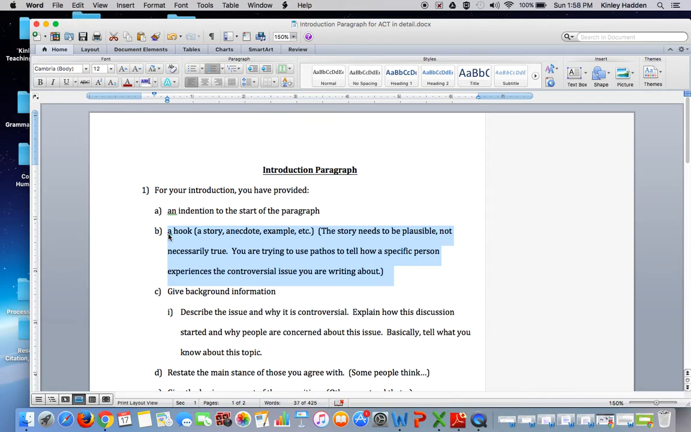So it cannot be fantastical or an imaginary world that isn't something that could possibly happen. You are trying to use pathos, that is an emotional appeal, to tell how a specific person experiences the controversial issue that you're writing about.